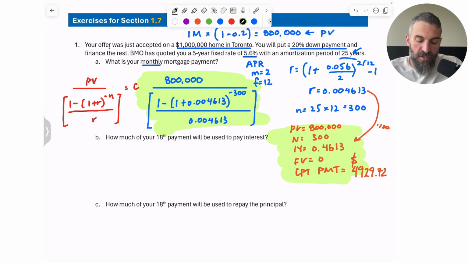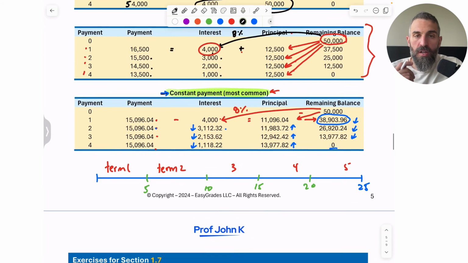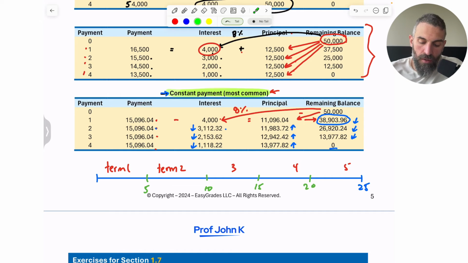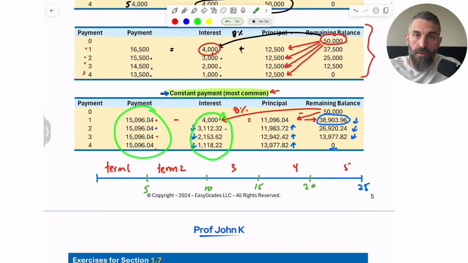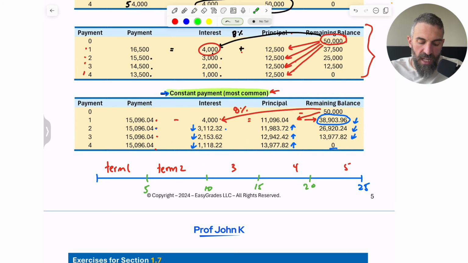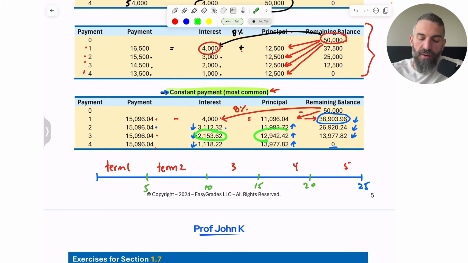Now, you may get questions like, how much of your 18th payment will be used to pay interest, like question B? And this goes back to what we were talking about here. You see, in this amortization table, the payment is constant, but the interest portion is changing every year. And so is the principal portion, and so is the balance. So what if I asked you, what is the interest portion of your third payment? Here I can see that it's $2,153. But what if I asked you the 18th payment? So what I want to show you next is how we actually calculate these values without having to make the whole table.